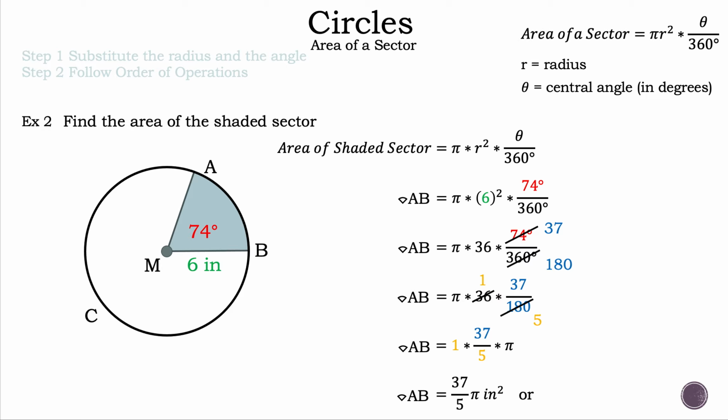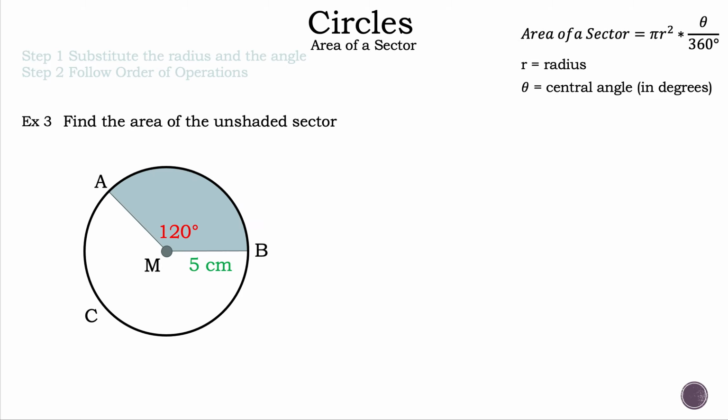And now we're going to go ahead and multiply those two numbers so we can get a decimal number. And 37 divided by 5 times pi, where pi is 3.14. And the result of that is 23 and 25 hundredths. And that number has been rounded to the nearest hundredth, and we have our units inches squared. So we have two different ways of representing that shaded sector with a central angle of 74 degrees and a radius of 6 inches. Now let's move on to example 3.